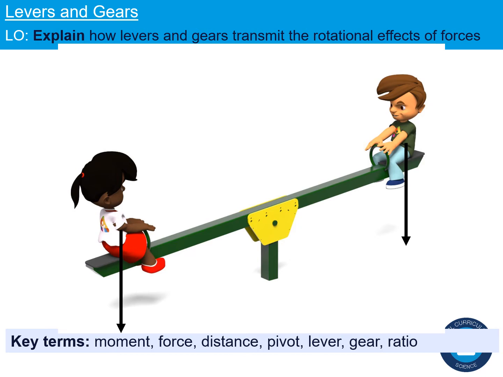So in this example, there'll be a moment due to the person on the left, and this moment will act in the anti-clockwise direction. And there'll be a moment due to the person on the right, and this moment will be in the clockwise direction.